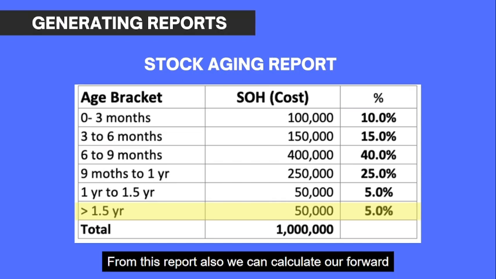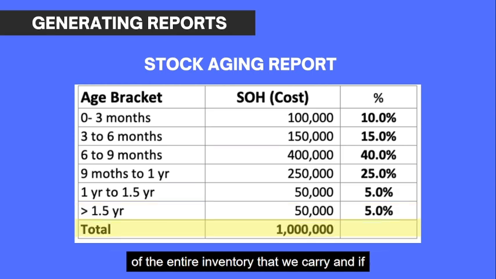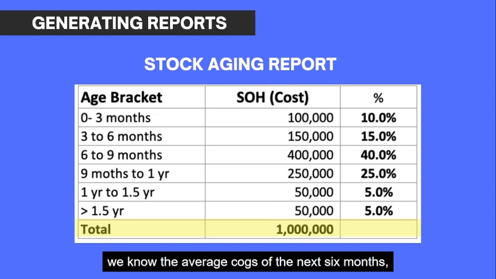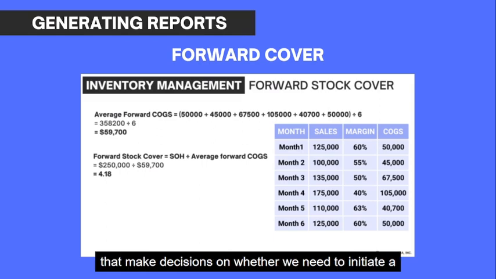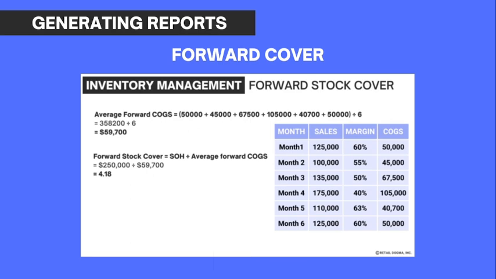From this report also, we can calculate our forward stock cover, because here we have the total COGS of the entire inventory that we carry, and if we know the average COGS of the next 6 months, then we can calculate forward stock cover and compare it to our KPI, and based on that make decisions on whether we need to initiate a clearance event.